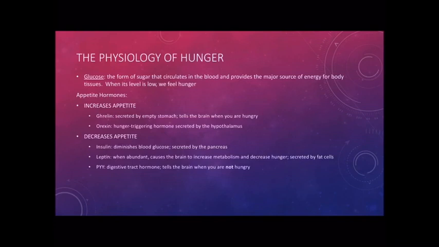So if we go down here to ones that decrease your appetite, insulin is actually going to diminish your blood glucose. This is why diabetics sometimes need to use insulin. And then leptin is the major hunger suppressing hormone. So when there's a lot of leptin, your brain is going to increase its metabolism and decrease its hunger. So it's going to process food more quickly, and it's going to stop sending hungry signals to your brain and instead send I'm full signals to your brain. And then PYY is another digestive tract hormone, which tells the brain when you are not hungry. So just know which hormones increase your appetite and which decrease your appetite, but you should really, really, really get used to comparing ghrelin and leptin.